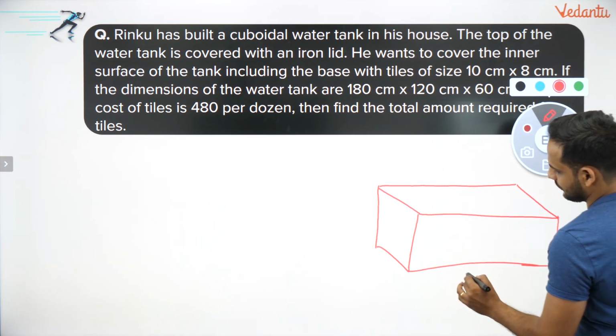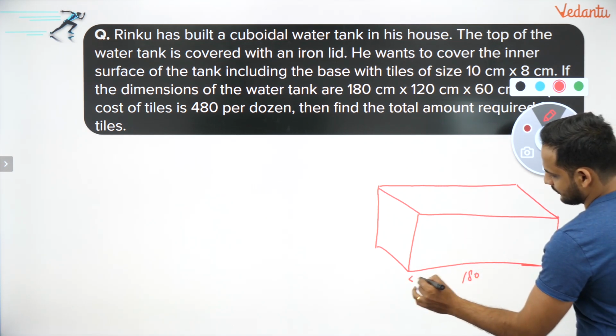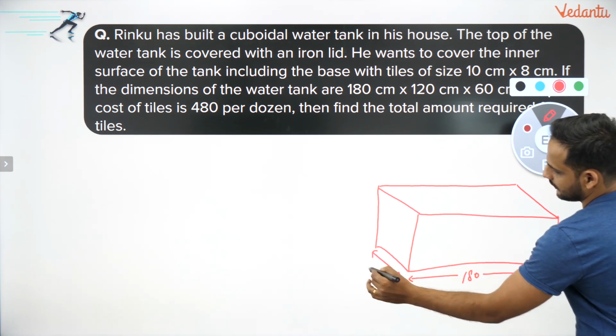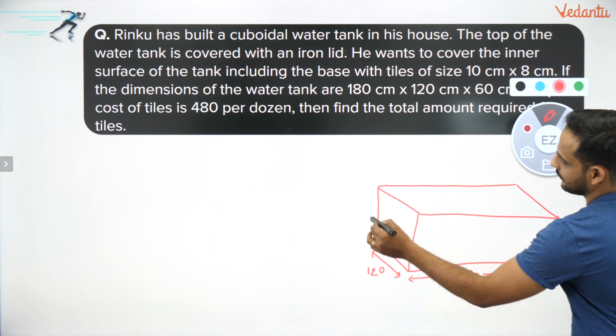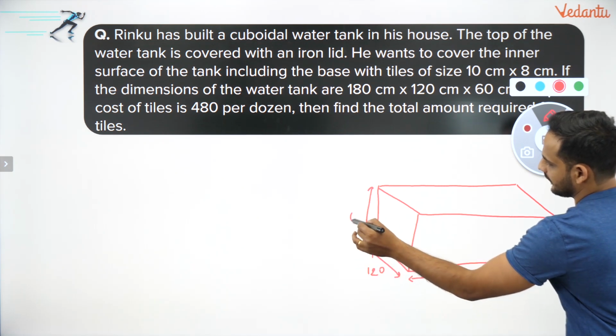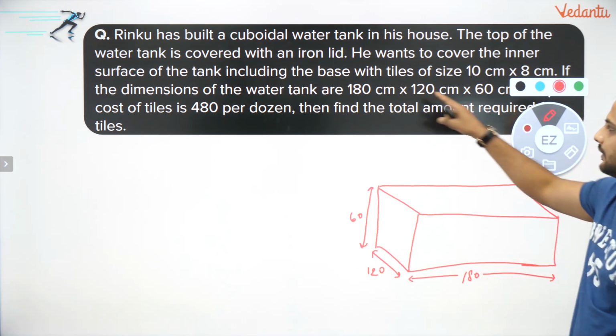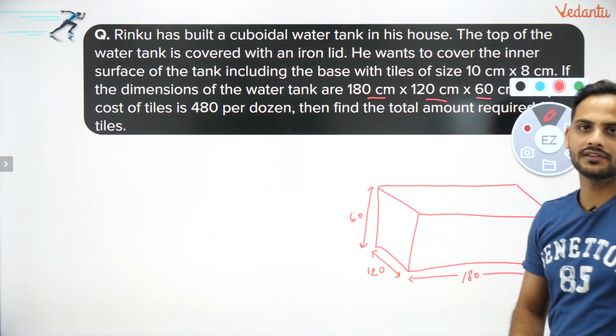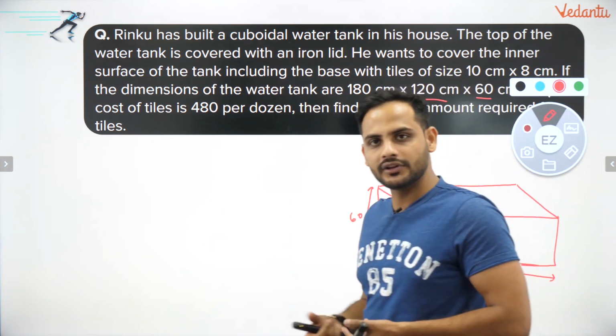Which is 180, then 120, and then 60 centimeter. Okay, so this is the way they write the dimensions L into B into H. This is the way to write the dimensions of the cuboid, right?